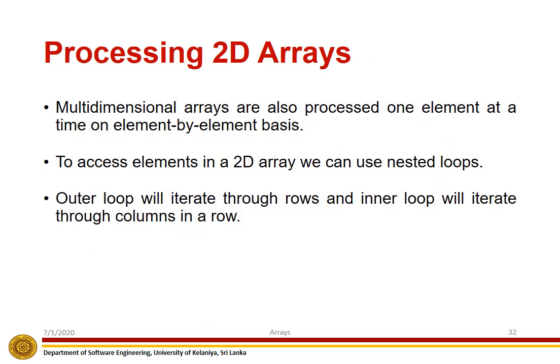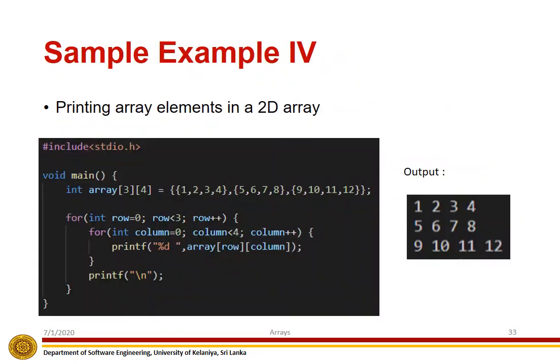Processing 2D arrays. Multidimensional arrays are also processed one element at a time, on an element by element basis. To access elements in a 2D array, we can use nested loops. Outer loop will iterate through rows and inner loop will iterate through the columns in a row, like I explained in the earlier example. This is an example for printing array elements in a 2D array.